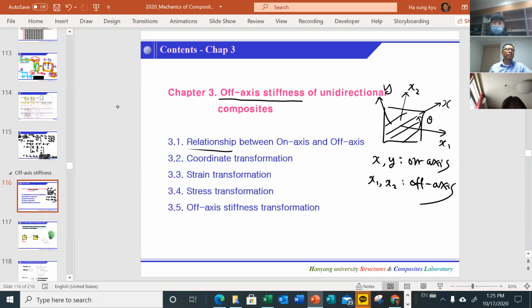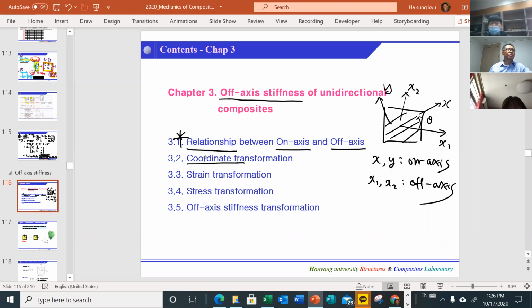So what are the relations? We need to understand what is meant by the relations. There could be several physical quantities such as stress, strain, and stiffness, and there are relations of such physical quantities between on axis and off axis. So this is the most important chapter or section in understanding composites.